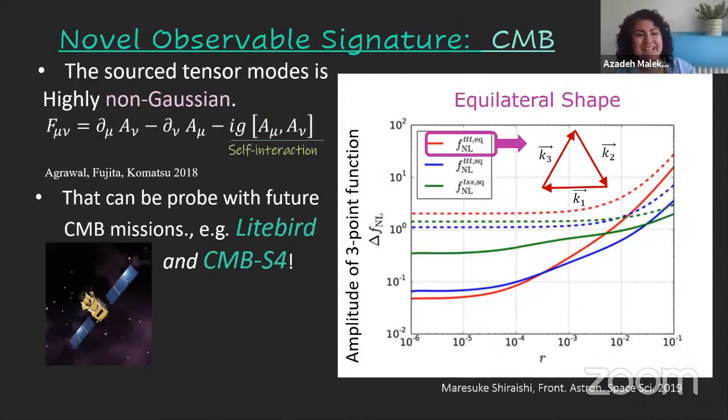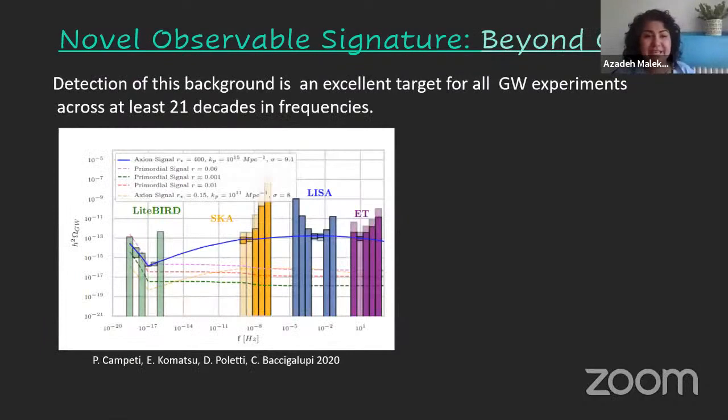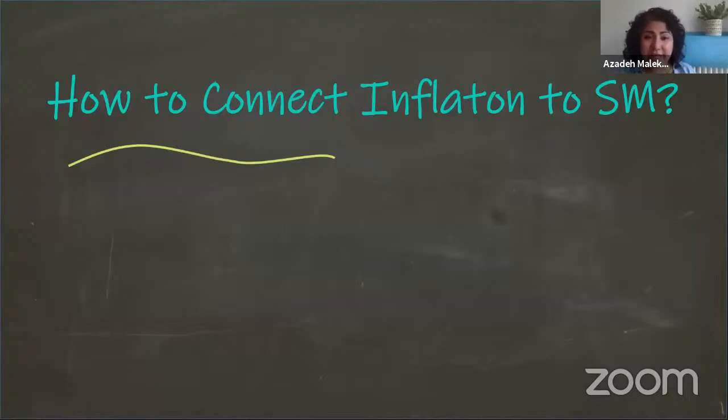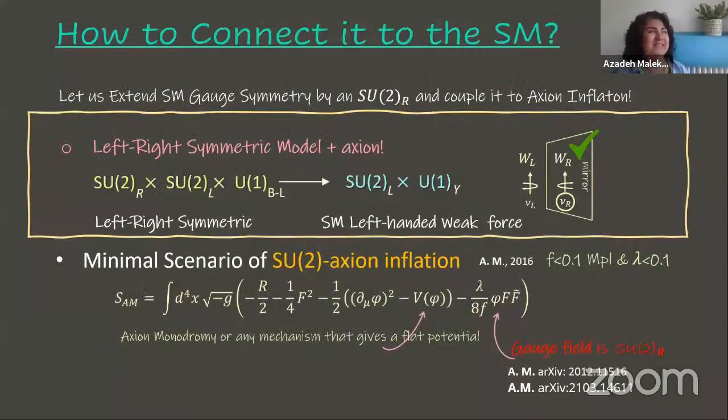Why is it interesting? Because they are non-Gaussian, they can be probed with future CMB missions like LiteBIRD and CMB-S4, and also they are blue tilted. So unlike the standard spectrum, they are blue tilted, and therefore they can also be probed by future laser interferometers. So this provides an observable signature for this setup. Now, how to connect this axion inflation and this idea to the standard model? As the simplest realization, I assume that now the particle physics is extended to the left-right symmetric model plus an axion field.